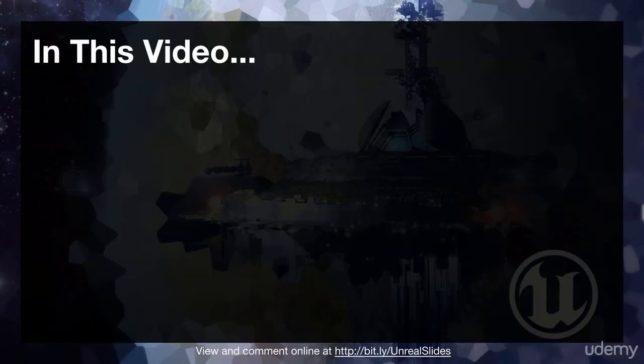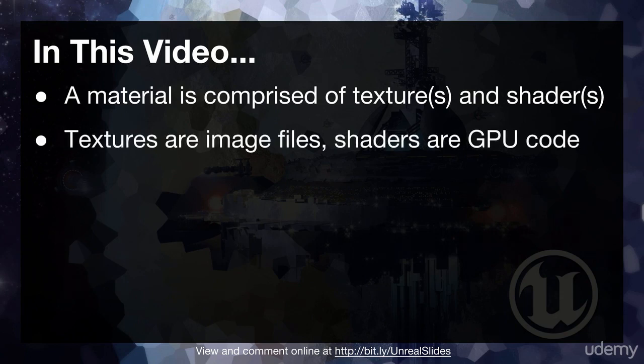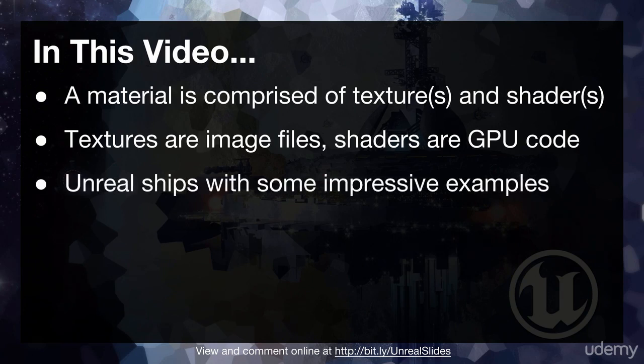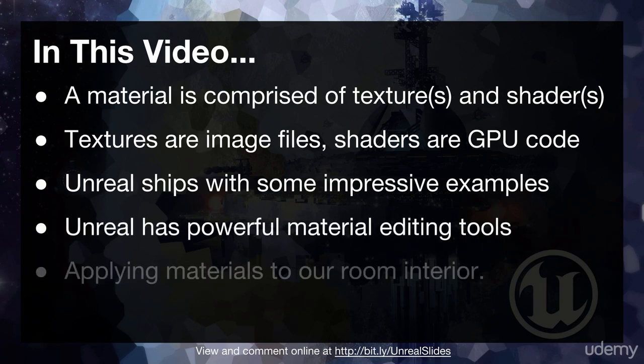So welcome to Applying Materials. In this video we're going to explain that a material is comprised of one or more textures and one or more shaders. Textures are image files, shaders are GPU code running on your graphics processing unit, your graphics card. So Unreal ships with some impressive examples of materials. Unreal has powerful material editing tools in it, which we'll take a look at and play with. And we'll be applying materials to our room interior.